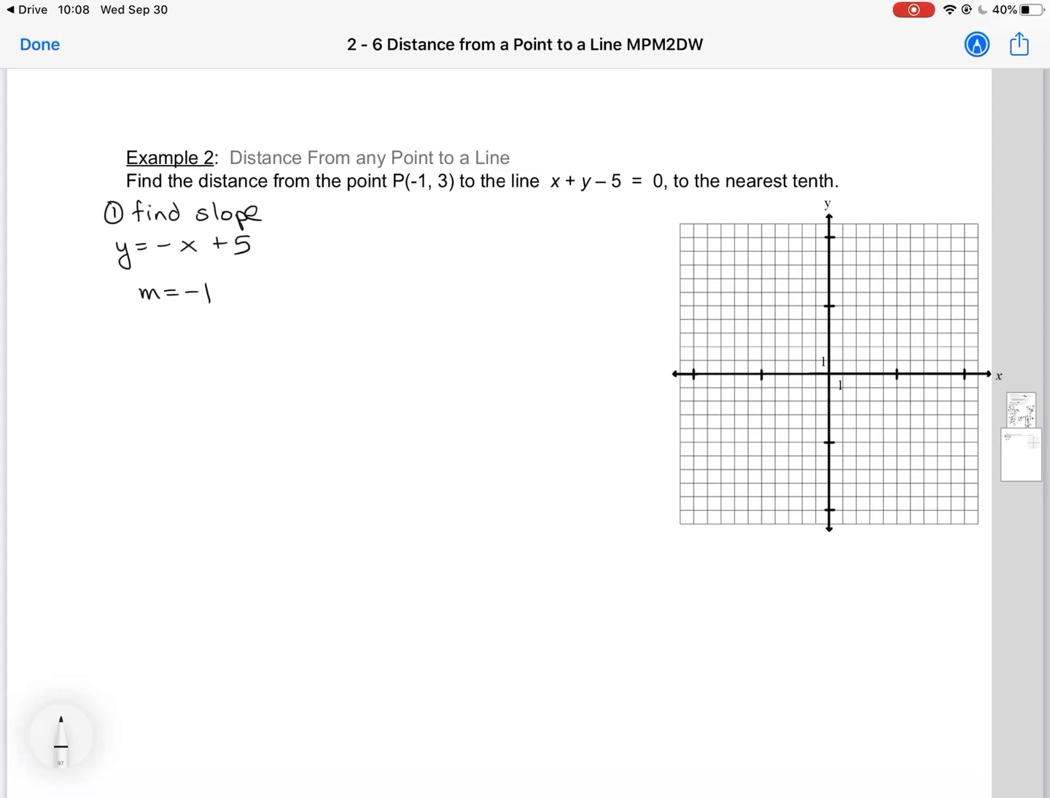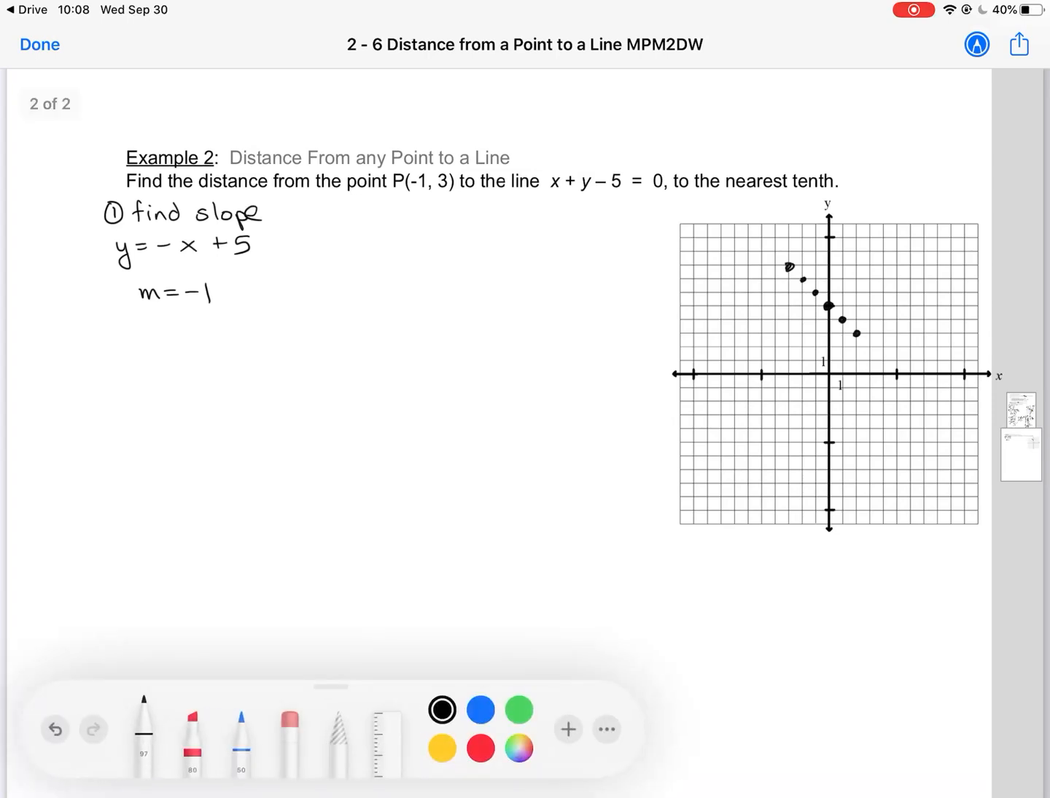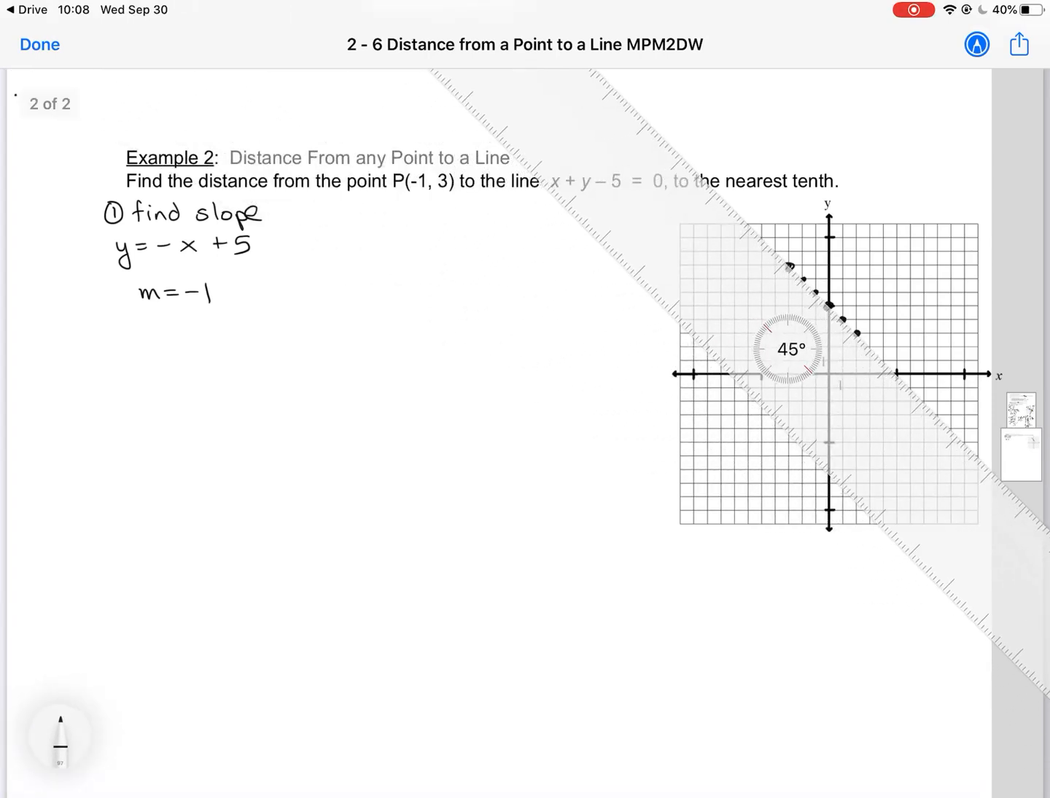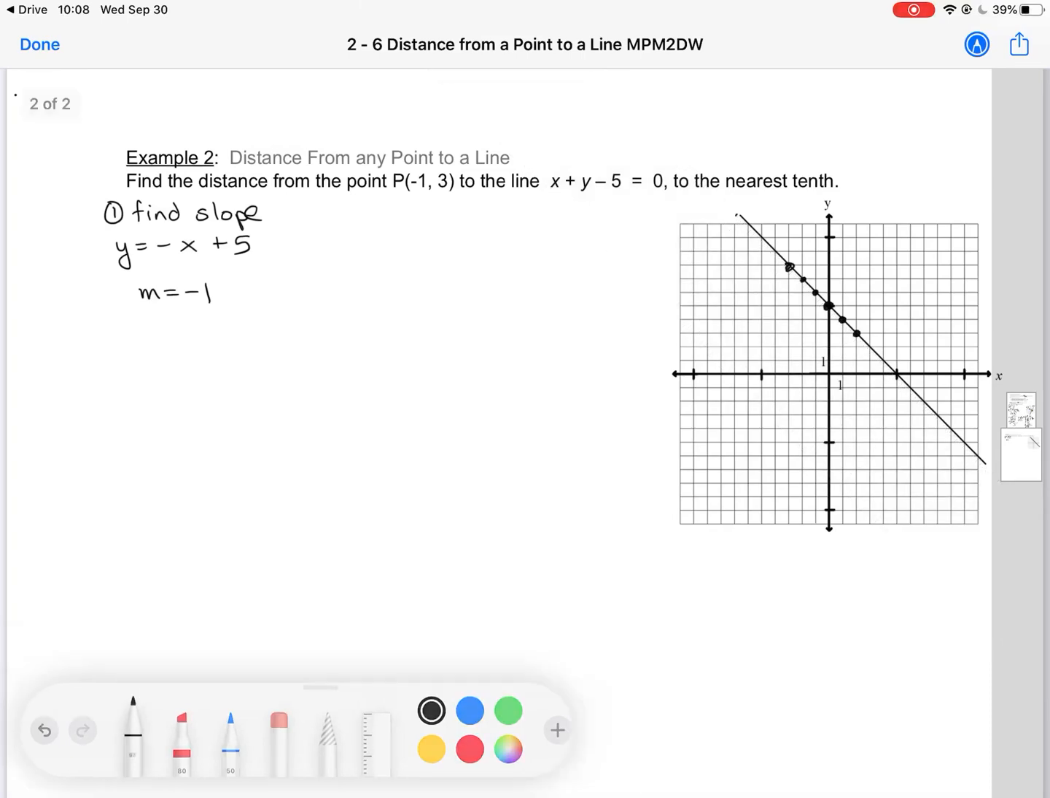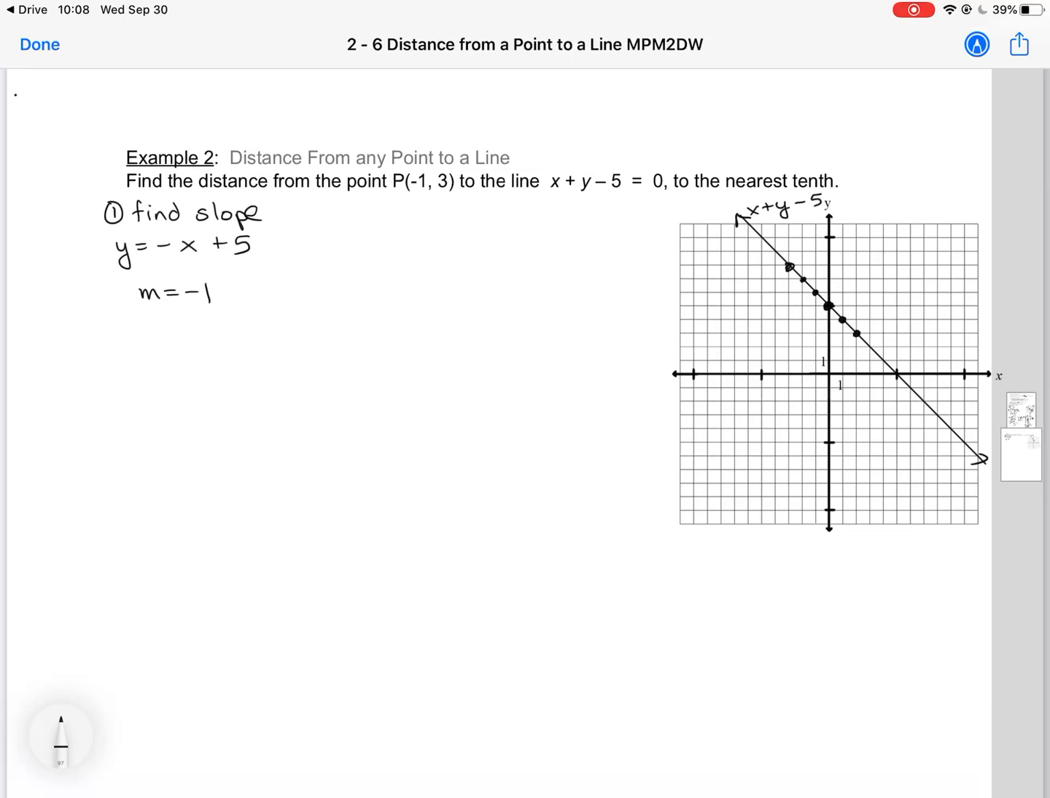Then I'm just going to plot that on the graph just because I have it here. I'm sloping to the right, so I'm going to go down this way. You don't have to plot the graph, but sometimes it does make it a little bit easier to visualize what is actually happening. So I will put my arrows on, label my line here. Okay, so I found my slope. I've got a visual picture of my line.